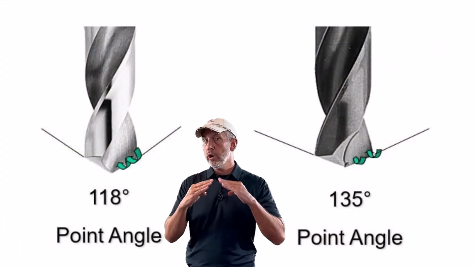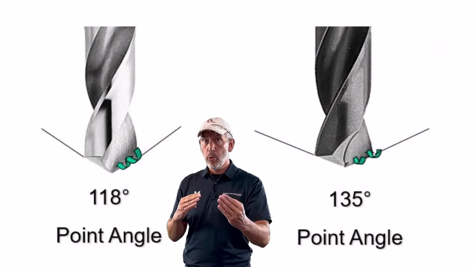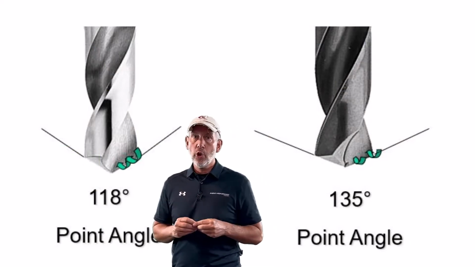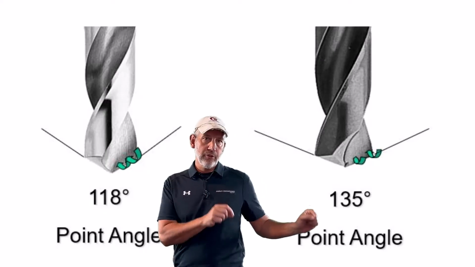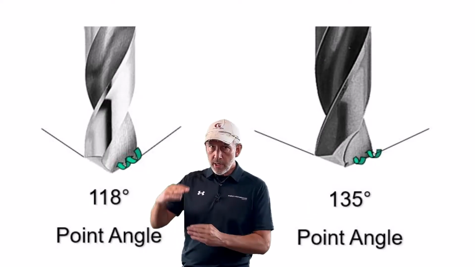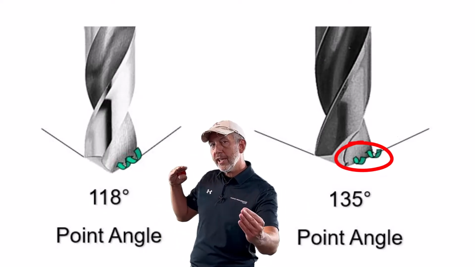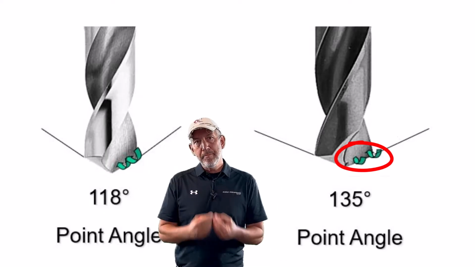You want like a 140-degree point, 135 or better for harder materials. Just remember, the flatter the point angle, the shorter the chip on the cutting edge, and the better it is for harder materials. So now let's talk about going the other way with point angles.